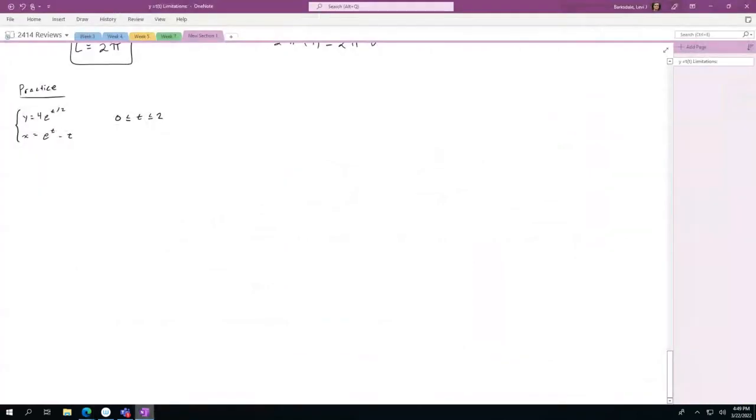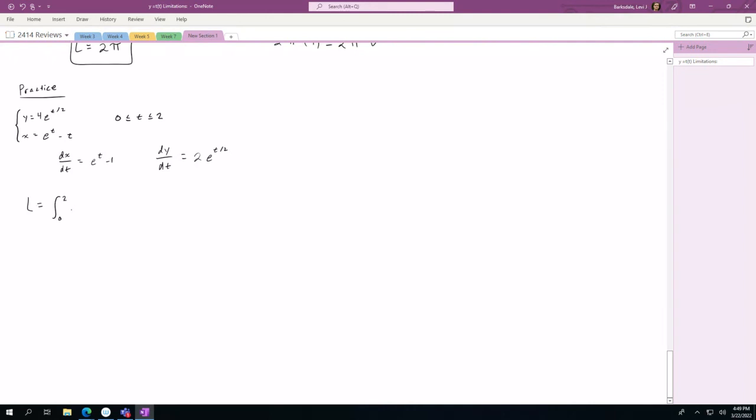All right, let's go ahead and go over this problem. In order to find our arc length, we're going to need our dx/dt and our dy/dt. So dx/dt would be equal to e^t minus 1, and dy/dt is going to be equal to 4 times 1/2, which is 2, e^(t/2). Which means we can set up our arc length equation.